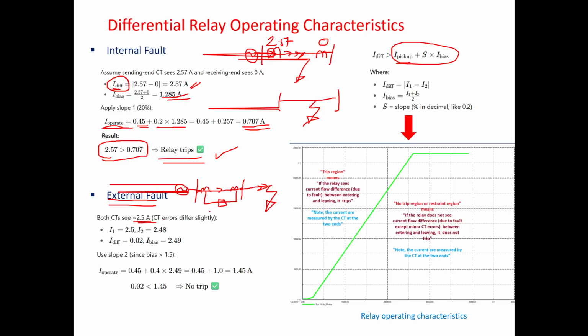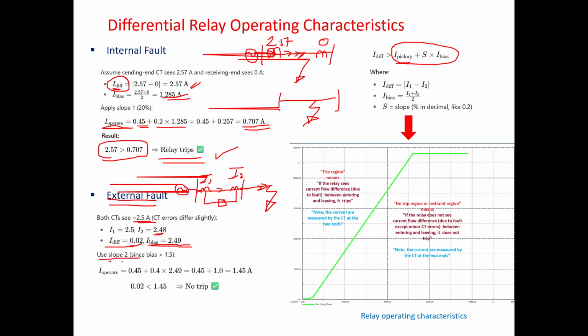Say 2.5. Sometimes this CT, because it is receiving a high amount of fault current, can saturate. So let's have I1, which is this one, 2.5, and then I2, on that side, 2.48. So the differential current, the difference between the two currents, is 0.02. This could be due to CT error. The bias current is the average current, so 2.5 plus 2.48 divided by 2, which is 2.49.